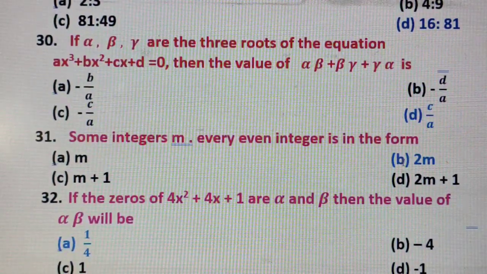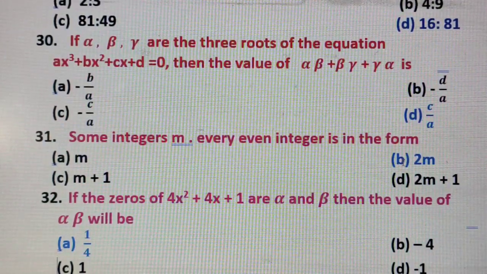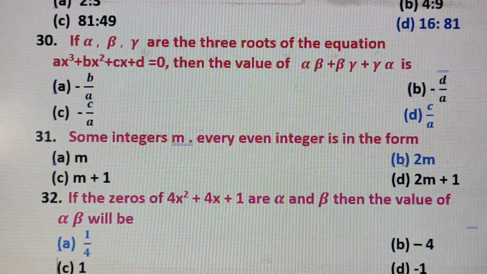If the zeros of 4x square plus 4x plus 1 are alpha and beta, then what is alpha into beta? We know that the product of the zeros equals c by a, that is 1 by 4.